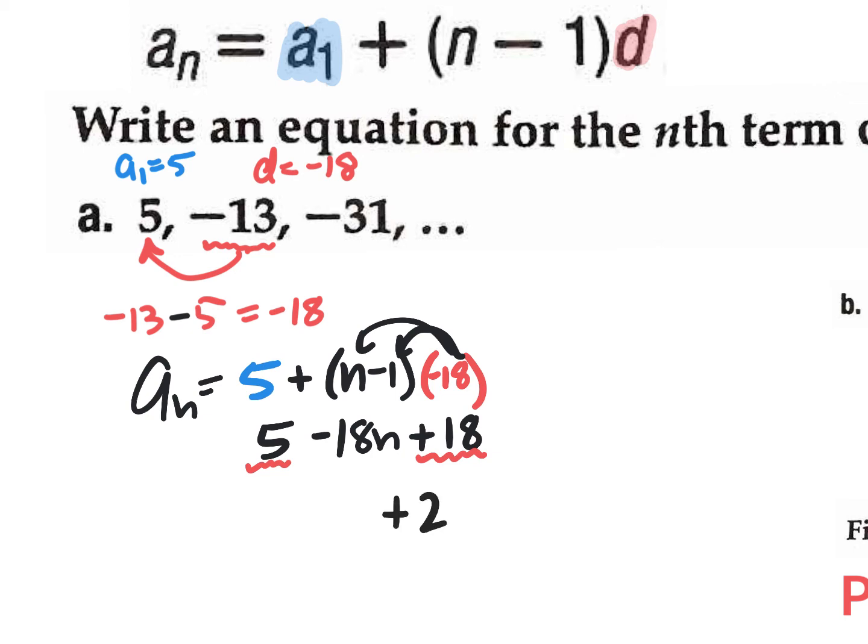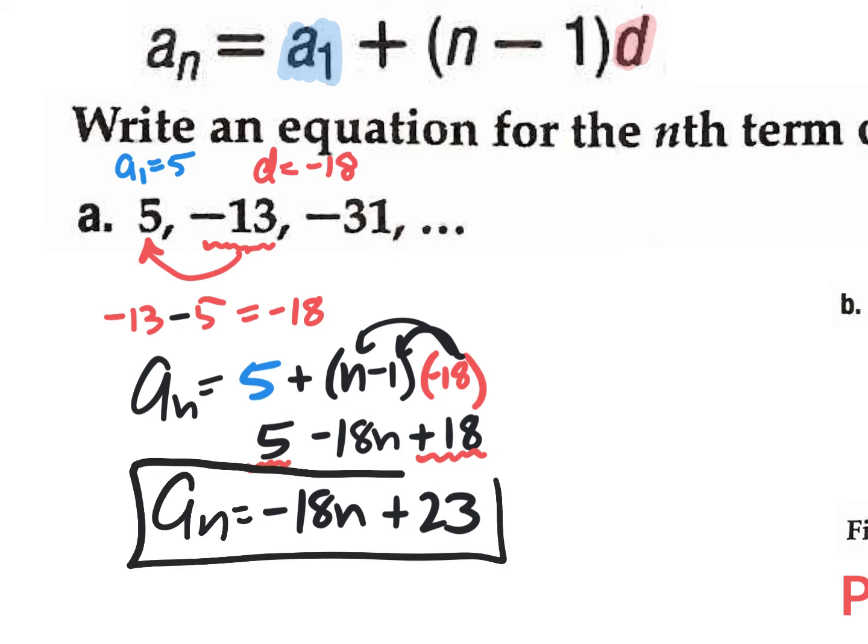So I do have a positive 23, and we have a negative 18n that we write in front of that positive 23. Yes, you could have written it as 23 minus 18n, but it's better to write your term with the variable first and your constant second. Anyways, this is the a sub nth rule, and this is what I asked you to do. Find the a sub nth rule.